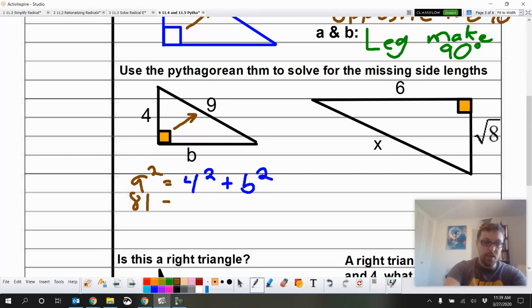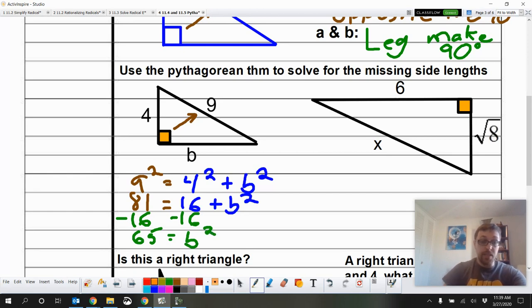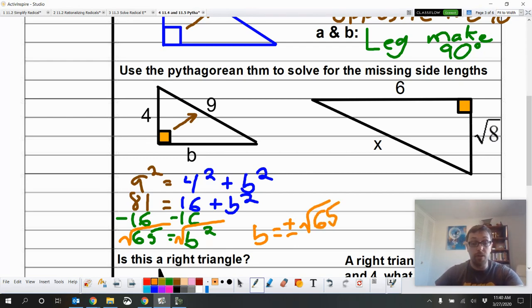So we've got 81 equals 16 plus b squared. We're going to subtract 16 from both sides. So we get 65 equals b squared. And then we've got to get rid of that squared. Just like we were doing last time, to get rid of a square root, we square. To get rid of a square, you square root. This is what we did in middle school. Keep in mind, we get plus or minus the square root of 65. But since we're dealing with this geometry, this right triangle, we're only going to use the positive case.